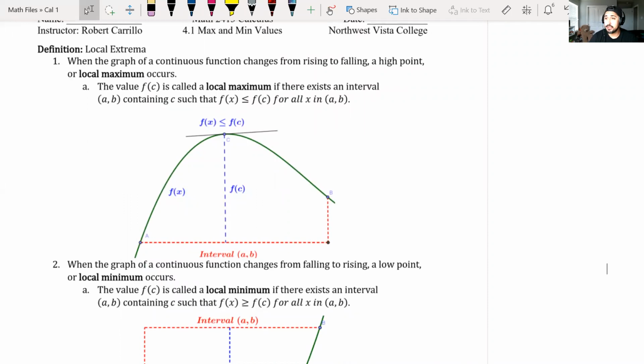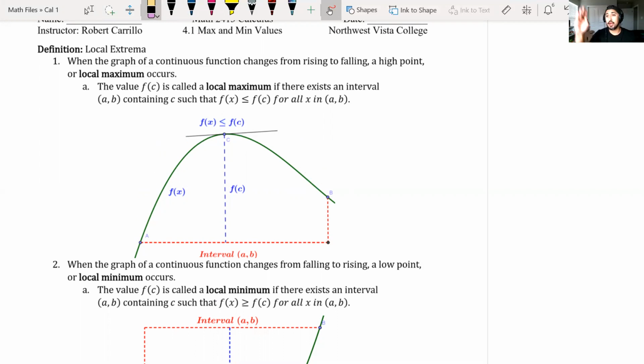So the first two pages are just definitions of what maximums and minimums are: local maxes, local minimums, absolute maximums, absolute minimums. A local maximum occurs if our graph goes from rising to falling. If our graph rises and then falls, then a local high point is created, which is called a local maximum. And this happens on some open interval, AB.